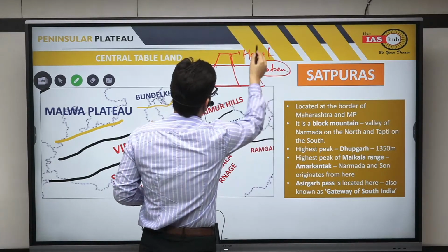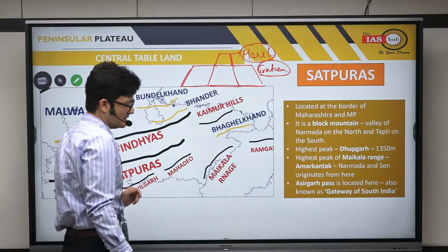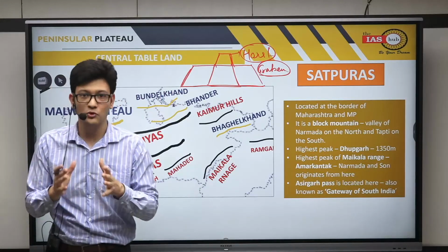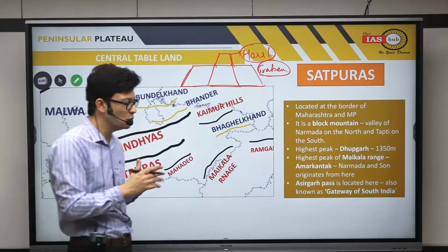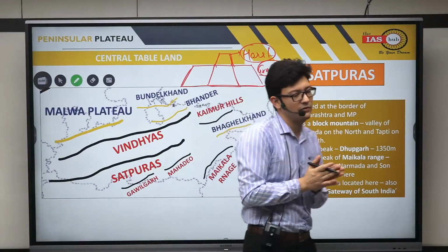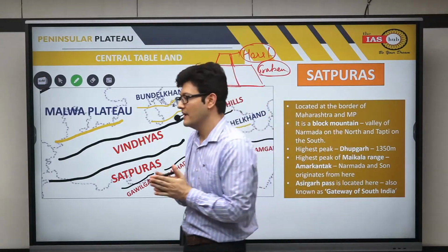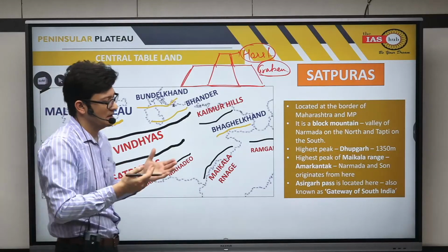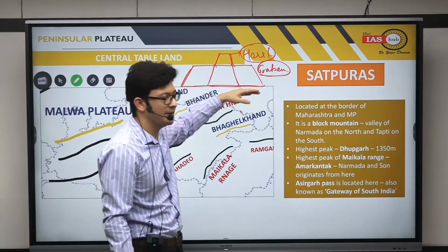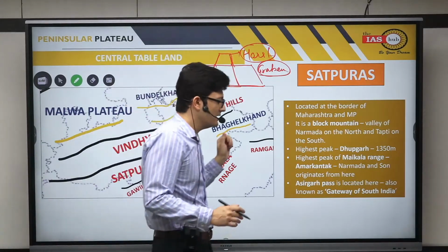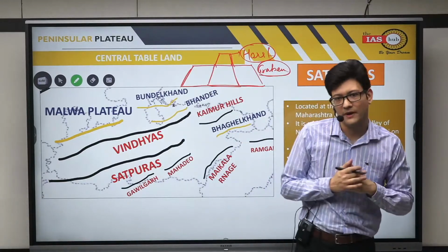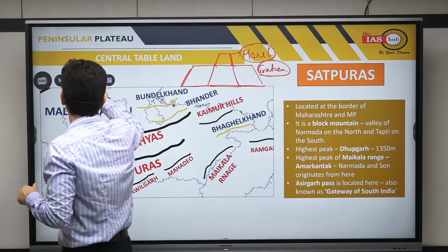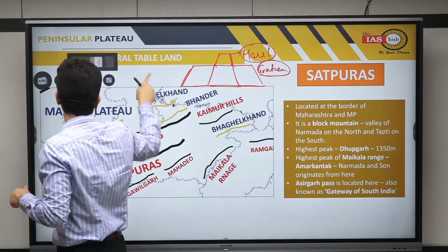So it is a localized condition which creates the block mountain, and not the meeting up of two kinds of tectonic plates. When two tectonic plates meet up, they form fold mountains, and when there is localized seismic activity because of which a horst and graben kind of topography is created, then these kinds of mountains are known as block mountains. So Satpuras are a kind of block mountains.